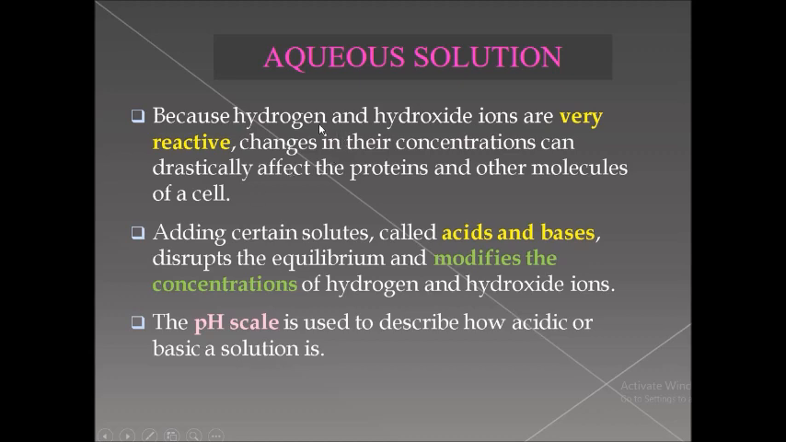Because the hydrogen ion and hydroxide ion of water are very reactive, meaning that water easily dissociates, changes in their concentration will affect the proteins and other molecules inside the cell. Adding certain solutes, such as acids and bases, will disrupt the equilibrium in water and modify the concentrations of hydrogen ions and hydroxide ions that dissociated from water. And how do we calculate this? It can be calculated using the pH scale, which is used to describe how acidic or how basic a solution is.